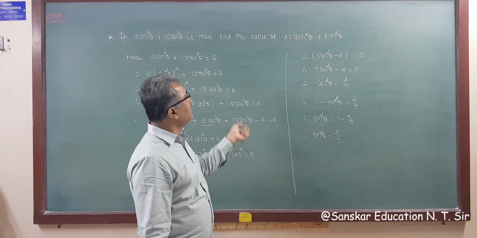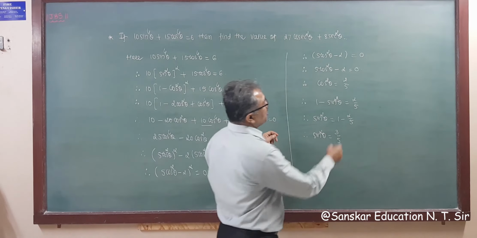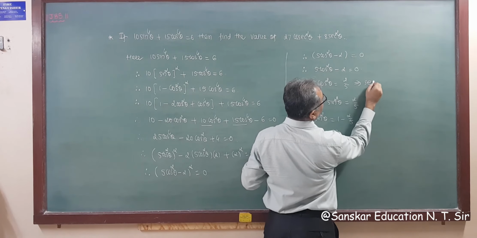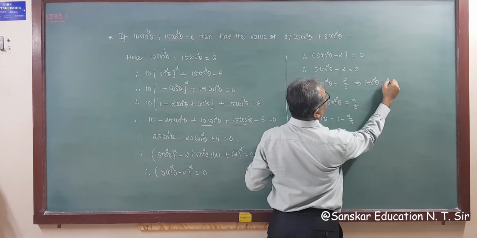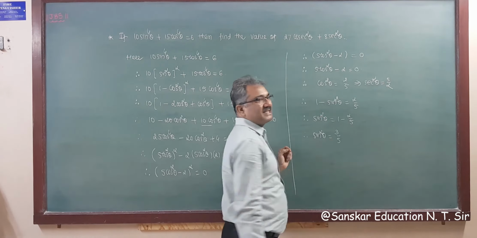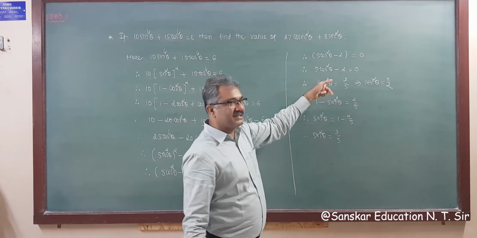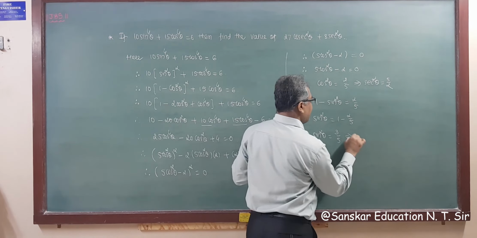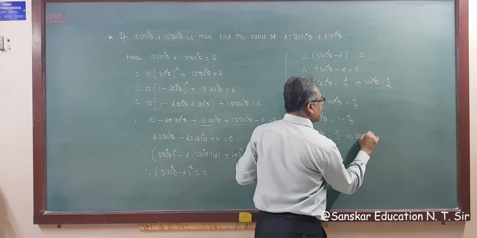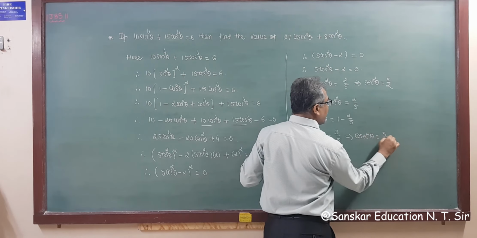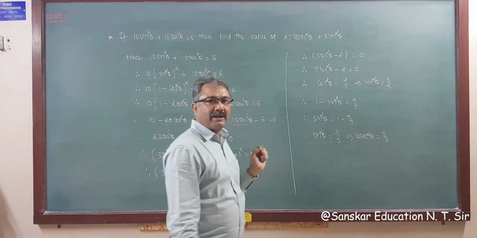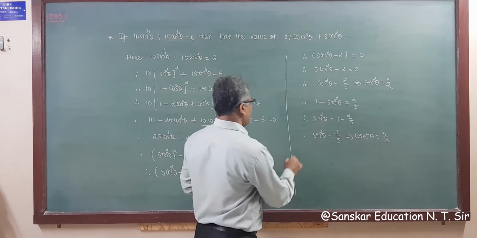But we need sec and cosec. So cos square theta is 2 by 5, which implies sec square theta is 5 by 2, since the reciprocal of cos is sec. And taking the reciprocal, sin square theta means cosec square theta is equal to 5 by 3. So substituting the values.